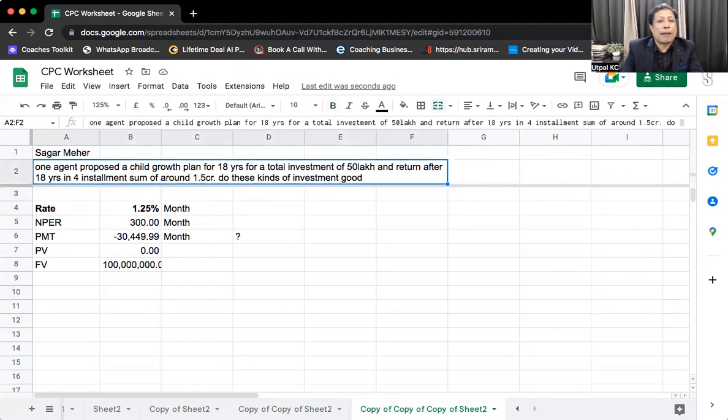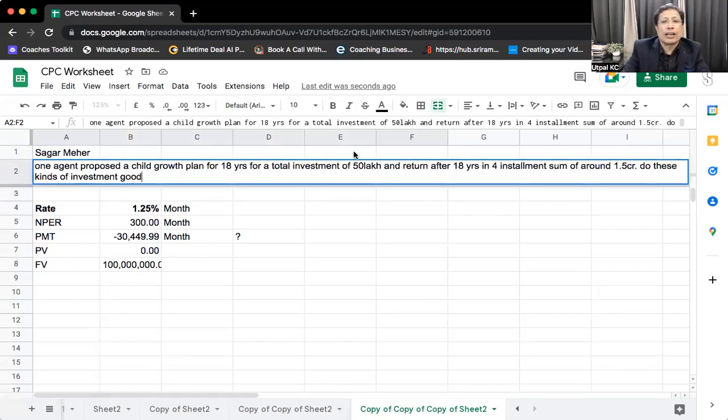4 installments will happen. 18 years first installment. Second installment will be when? Every year, 18, 19, 20 years, it is like that. 18 to 20 years, right? So let me correct it. 18 years, and after 18 years means 18 to 21 years, in 4 installments, 18, 19, 20, 21.